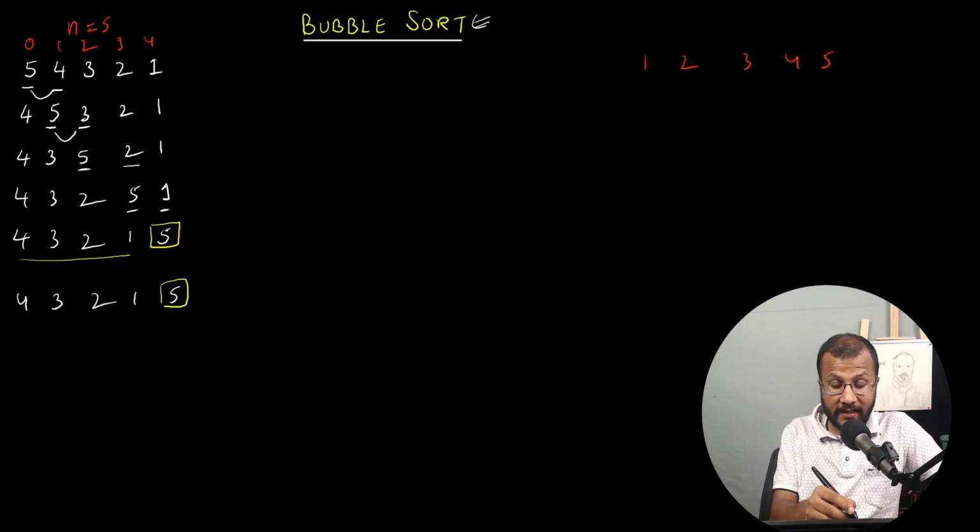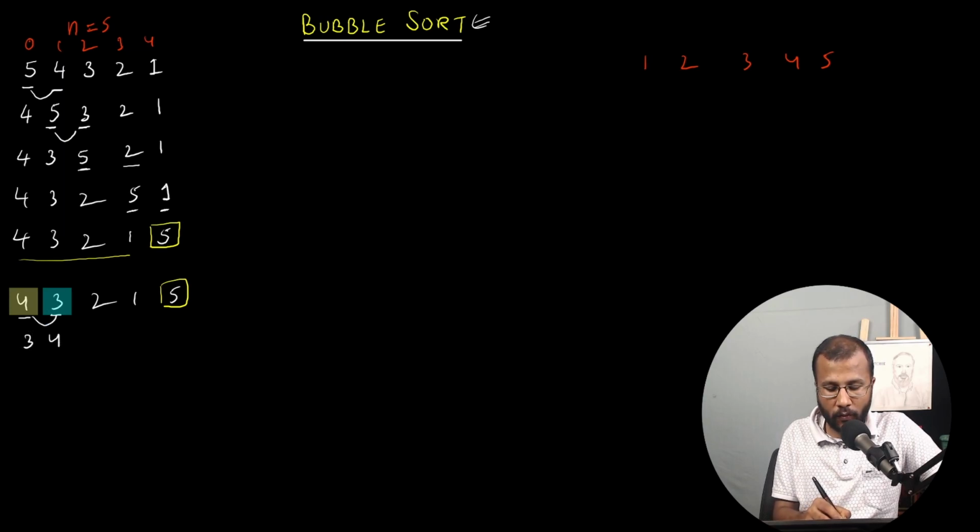Okay, now first of all, I'll start with index 0 and index 1. So I'll compare 4 and 3. 4 is more than 3, so swapping is required. So this becomes 3, 4, 2, 1, 5. Okay, 5 being already sorted. Now I'll repeat the process.